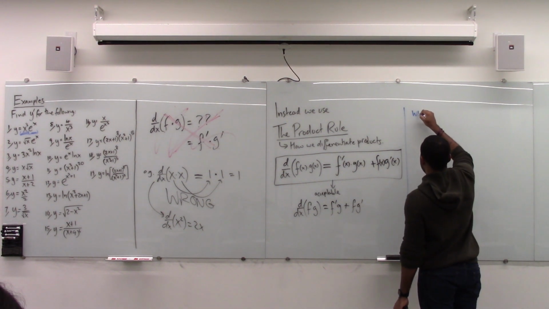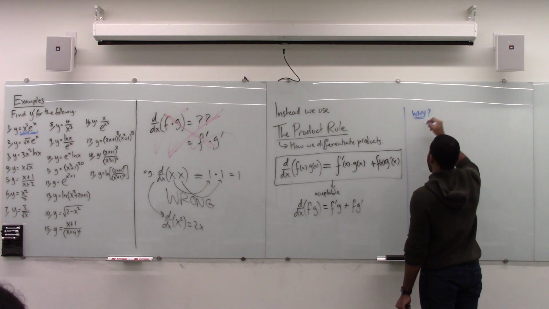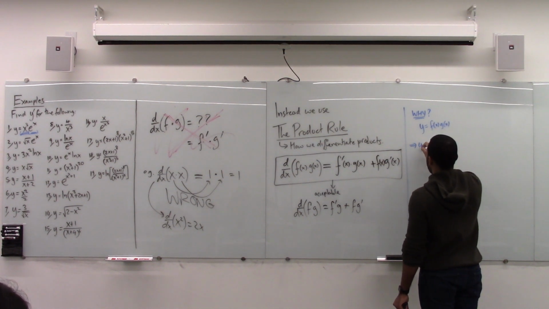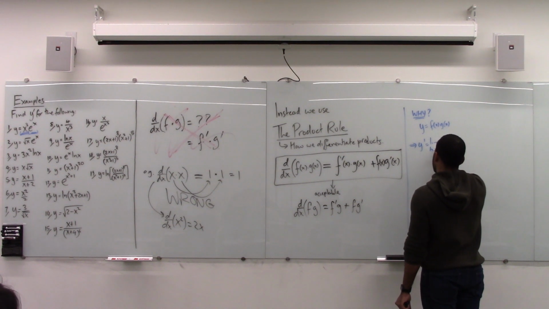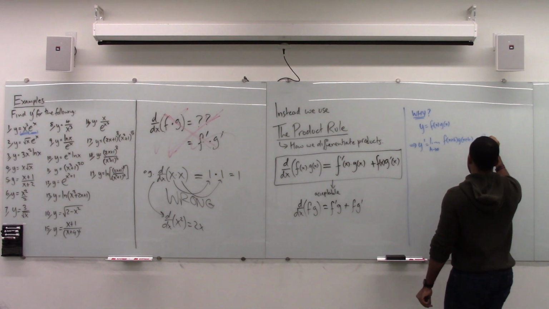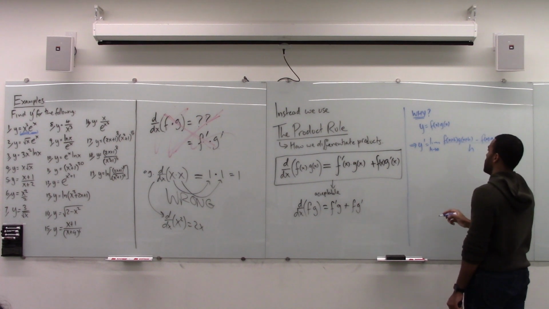If you're interested in the y, so let's say your y was f of x times g of x. How would you actually find y prime? Well, you find it as the limit as h approaches 0 of f of x plus h, g of x plus h, minus f of x times g of x. You would divide that by h.